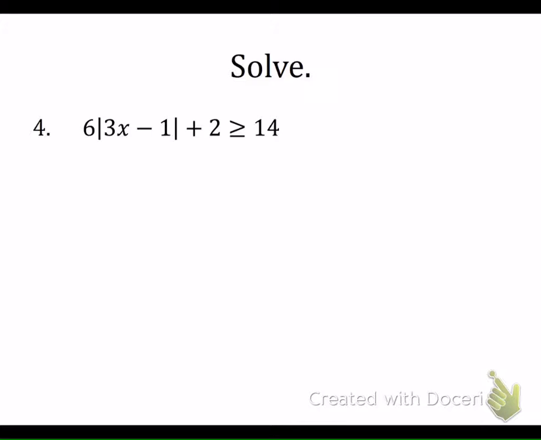All right, number 4. What should I do to start this one? I got to get rid of everything on the outside. So what should I do first? Subtract 2. Follow along, guys. Subtract 2 from both sides. Divide both sides by 6. So we have the absolute value of 3x minus 1 is greater than or equal to 2.